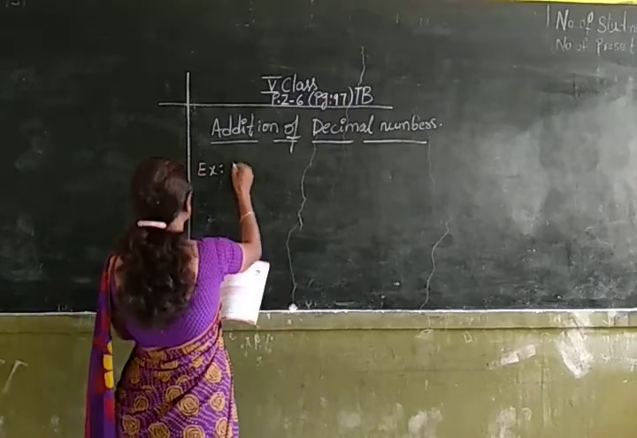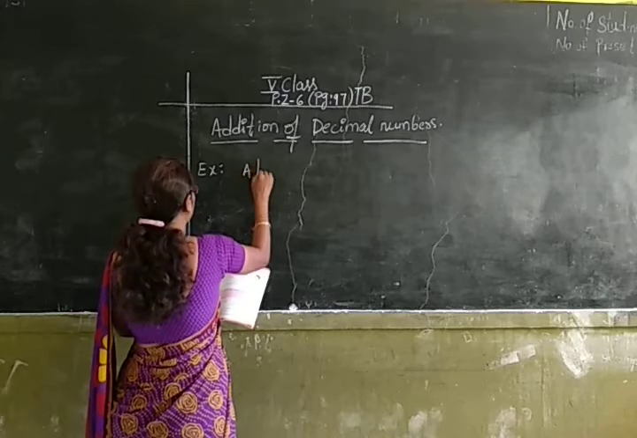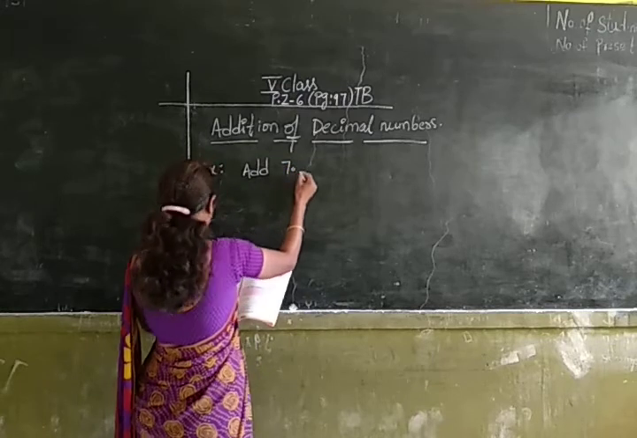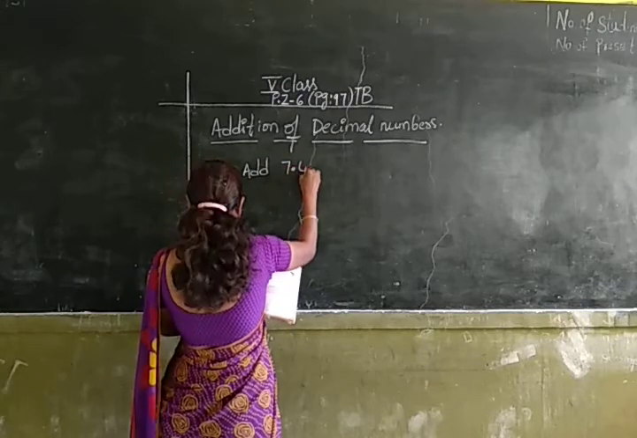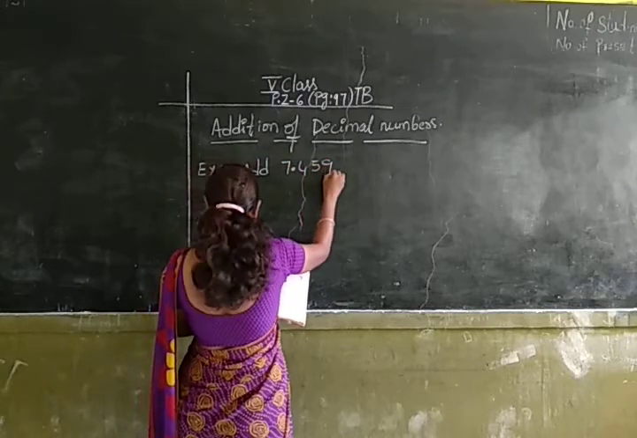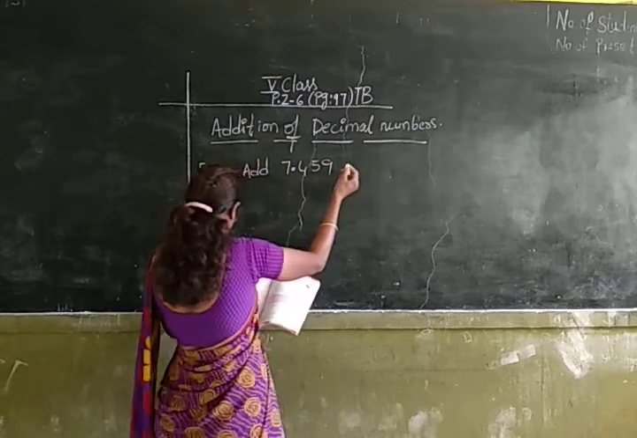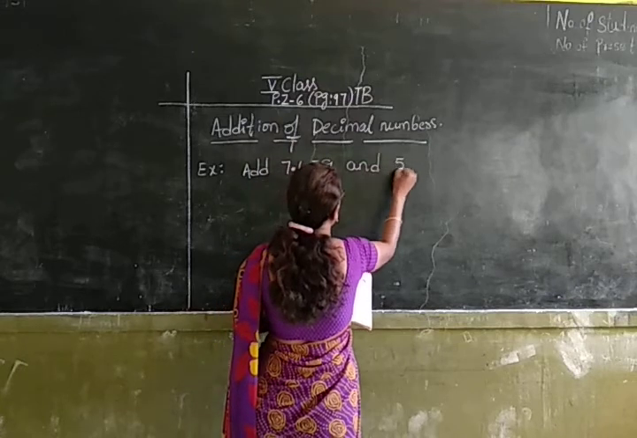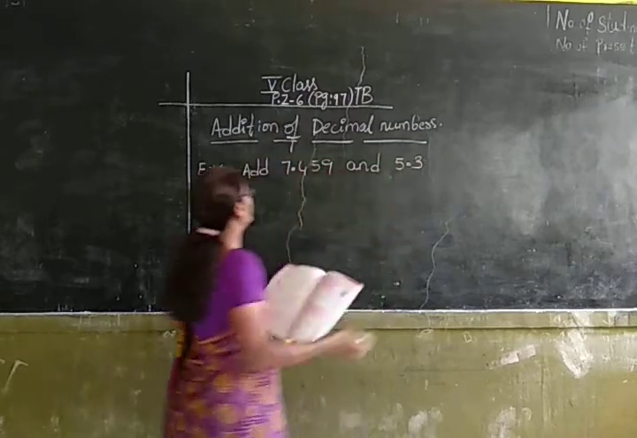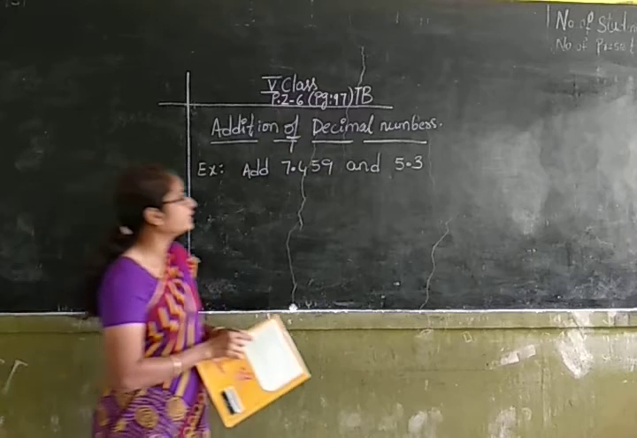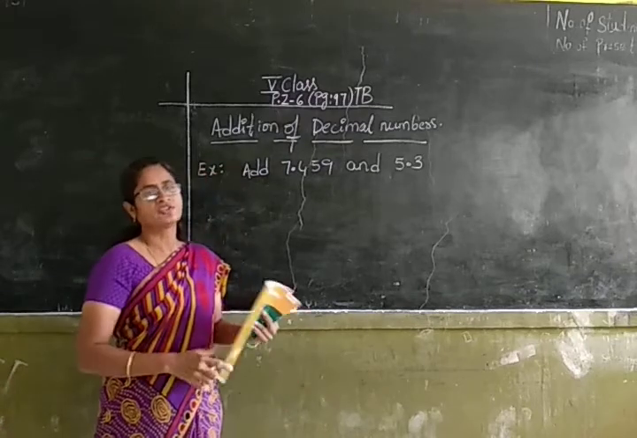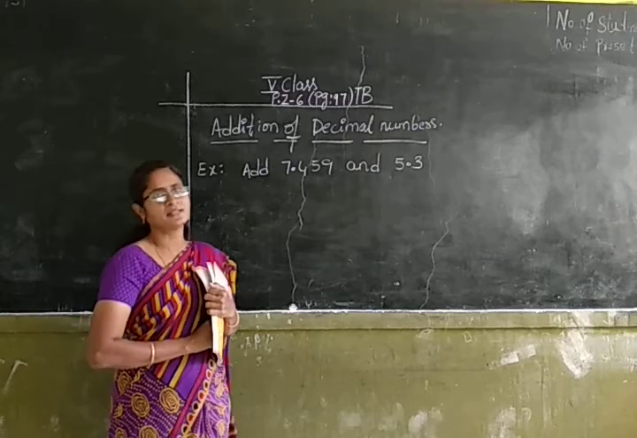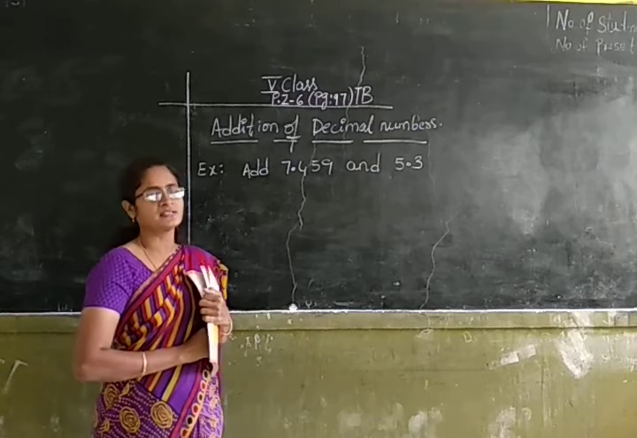Today, let us add 7.459 and 5.3. Let us see how to add 7.459 and 5.3. So for adding, what we have to do? First we have to write down the places and then arrange the numbers in columns and start adding the numbers.